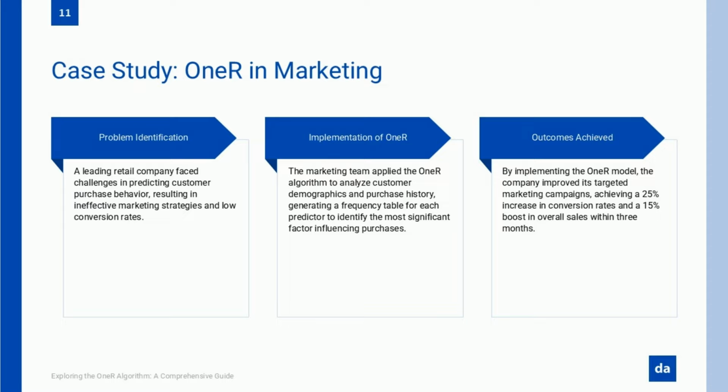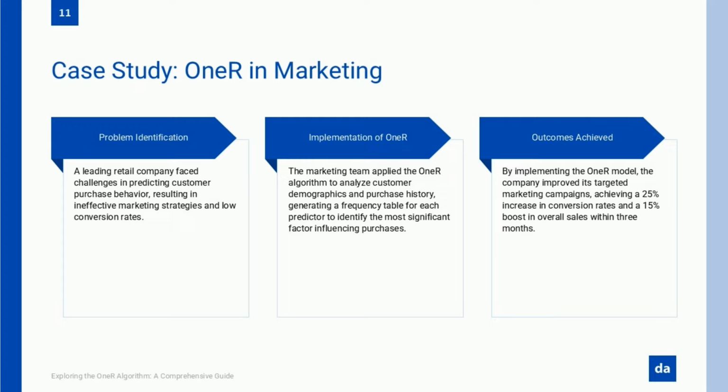Within 3 months of implementing the OneR-driven strategy, the company saw a 25% increase in conversion rates and a 15% boost in overall sales. The marketing team could now allocate resources more effectively, ensuring that promotional efforts targeted customers who were most likely to engage. This case study demonstrates how OneR can bring clarity to marketing decisions. Instead of relying on complicated predictive models, the team leveraged a simple, rule-based approach that delivered actionable insights. By focusing on what mattered most, they optimized their campaigns and achieved measurable results.